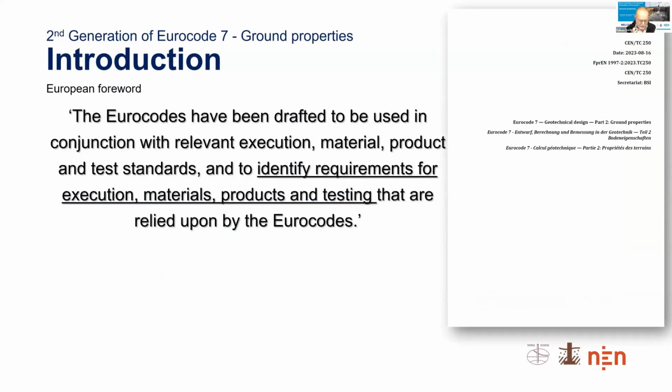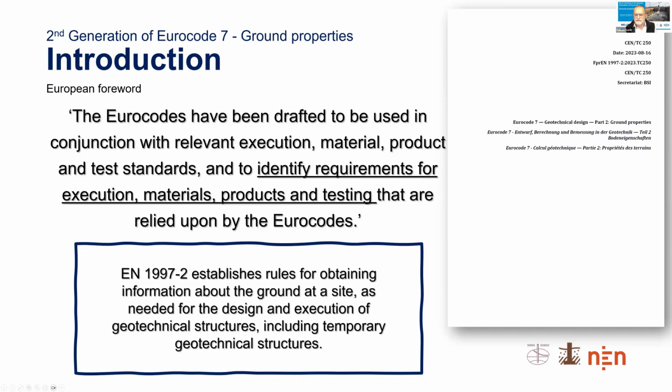The second generation European foreword says that this has been drafted to be used in conjunction with the relevant execution, material, product, and test standards, and to identify requirements for execution, material, products, and testing. And in Eurocode 7 Part 2, it says EN 1997-2 establishes the rules for obtaining information about the ground at the site as needed for design and execution of geotechnical structures, including temporary geotechnical structures. So the relationship between the Eurocode and other standards is very well established, and Part 2 actually supports with the rules and the relation to a large number of standards.